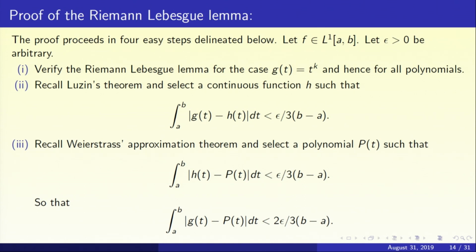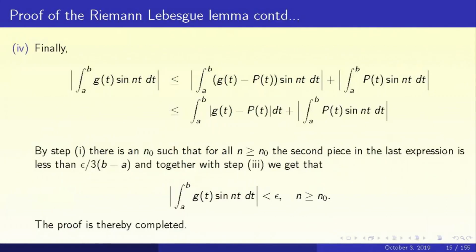All right. So now we are ready to complete the proof of the Riemann-Lebesgue lemma. So let us look at integral a to b of g t sin nt dt. Add and subtract a p t. So we get integral of g t minus p t times sin nt plus integral a to b of p t sin nt dt. The first piece is less than or equal to integral a to b of mod g t minus p t dt, plus the second piece, which is mod of integral a to b of p t sin nt.